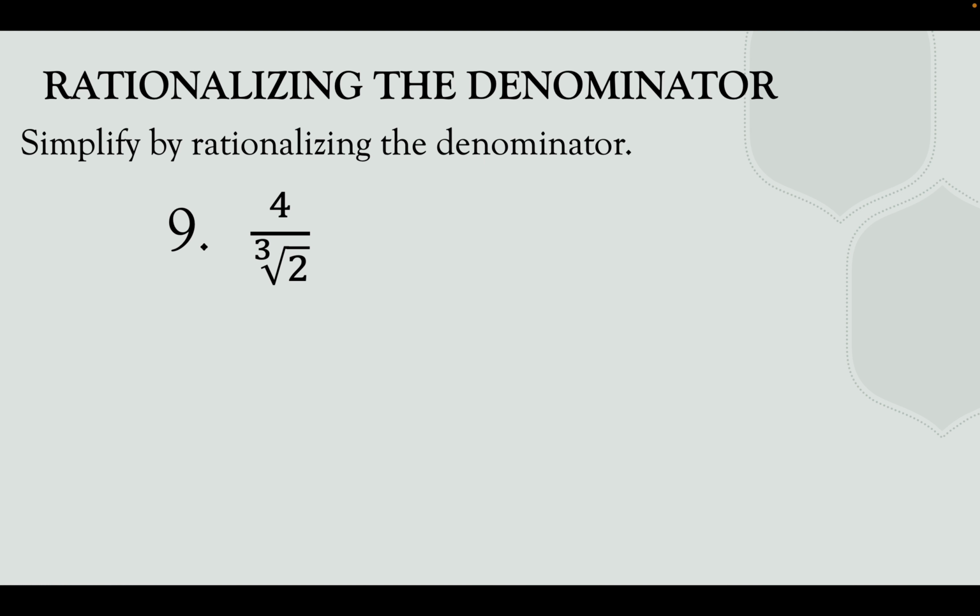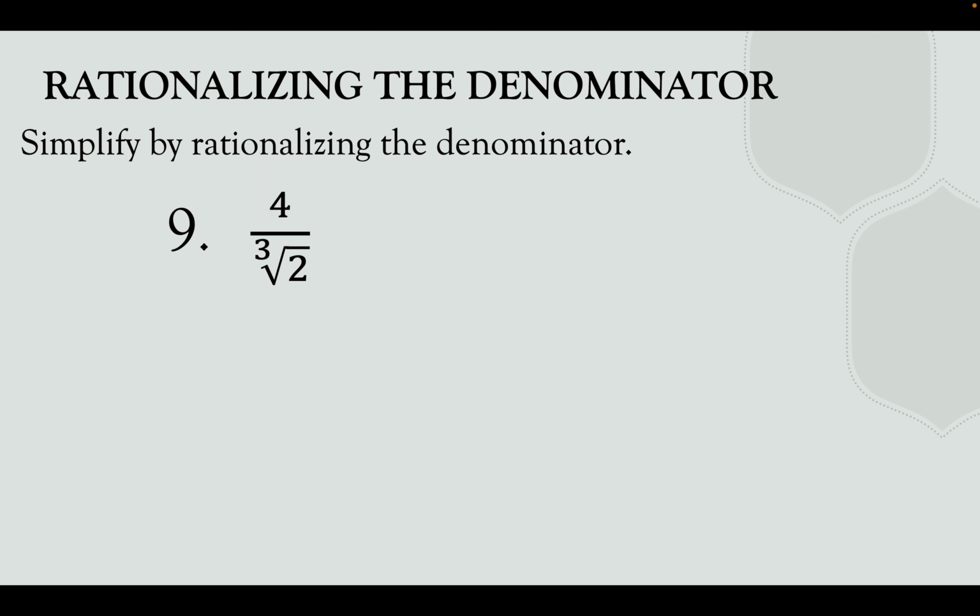Next, we have example number 9. We have 4 over cube root of 2. Now here it's different, class, because the radical here is a cube root. Our previous examples used square root, class. Now, our goal here, class, is to eliminate the radical sign there. So how do we eliminate the radical?